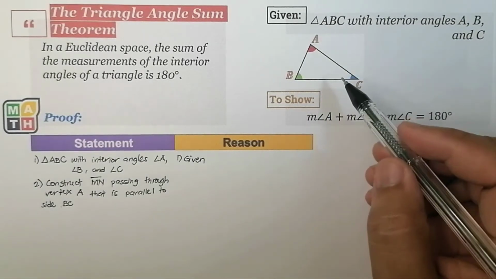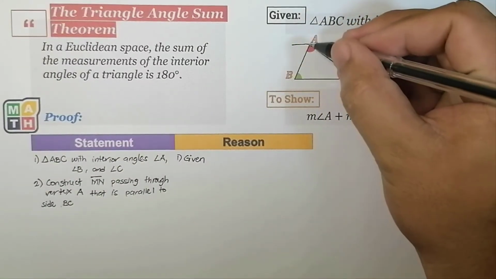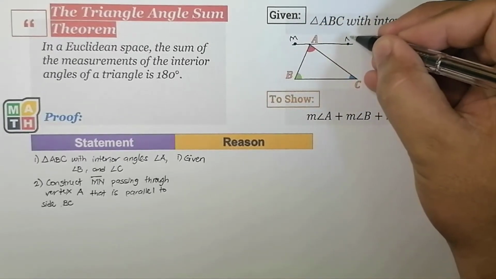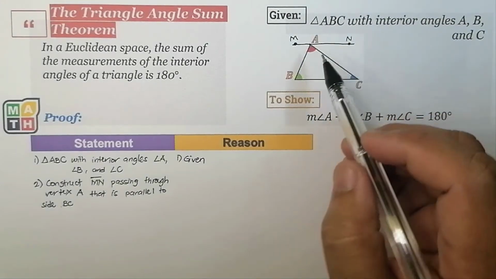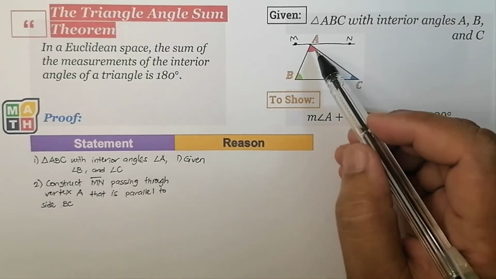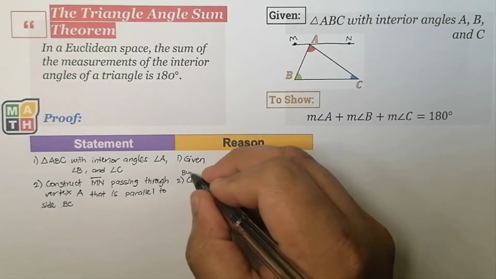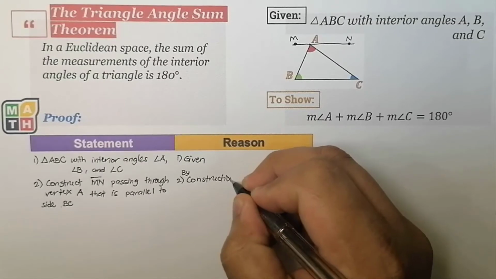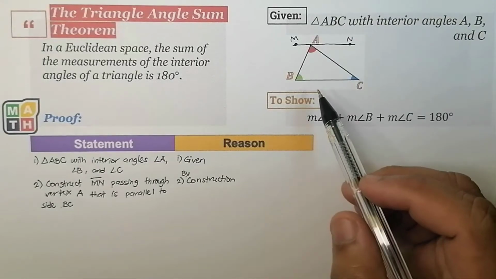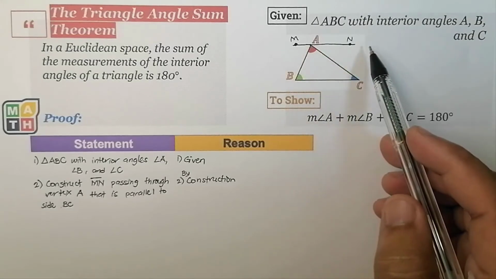You know already what parallel means, so it would look like this. I'm going to use notations, points here for M and N. So this is a line segment MN which is parallel to side BC as claimed here by construction, and it passes through this vertex here. So again, I did that by construction. The reason why I made use of this process is for me to establish relationship among the interior angles here using this parallel line here.